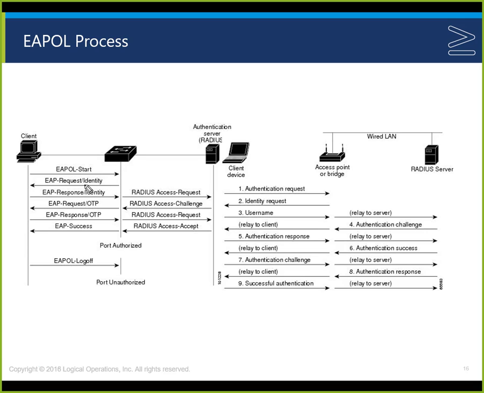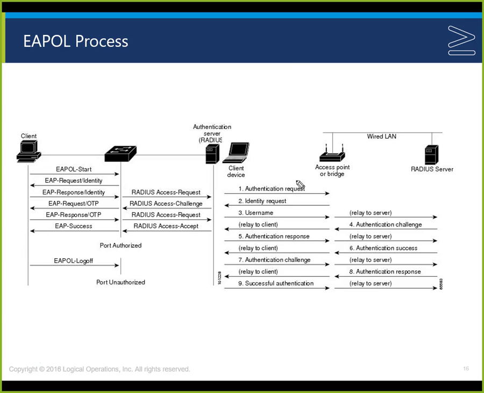The switch sends it a request identity. Then we send an identity response, and that gets relayed, the RADIUS access request, to the RADIUS server. The RADIUS server then sends the challenge, because we said it's challenge and response, goes back to the device, and then the EAP response goes back here. And after that happens, we either get an accept, a success, or a failure message.